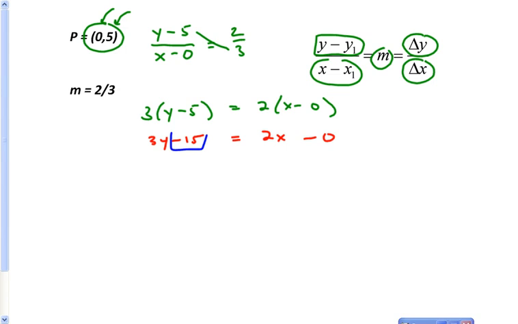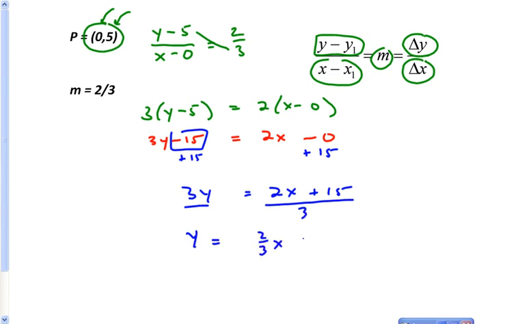And to solve for y, I'm going to add 15 to both sides. And now I'm going to divide. 2 over 3x and 15 over 3 constant, which you could rewrite as 5. Again, the idea is that the slope is defined as the y difference over the x difference.